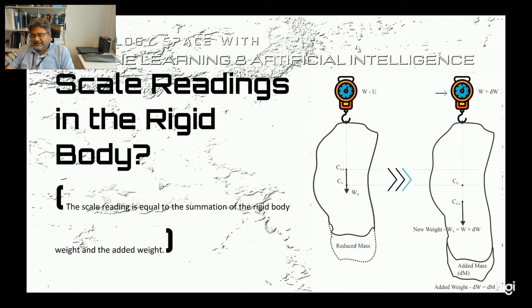And then in the second case, we introduced the added mass into this rigid body. Due to the same reason, the weight of that rigid body has increased. So the center of gravity also changed. The center of gravity is moved towards the added mass in this situation, due to this mass distribution change in the rigid body. The same variation is reflected on the scale reading. It shows that the new weight of the rigid body is equal to its original weight plus the new added weight of this rigid body.